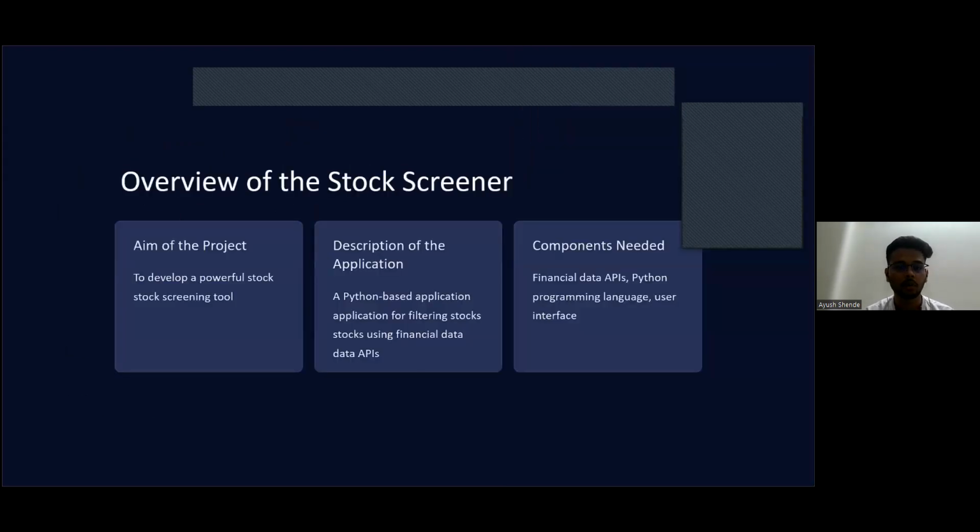So the overview of this project is, firstly, the aim is to develop a powerful stock screening tool. The description of the application is that it will be a Python-based application for filtering stocks using financial data. And the components that we'll be needing are, firstly, some APIs, that is financial data APIs or stock APIs. Then we will be using the Python programming language for processing the APIs and the data associated with it, as well as for the user interface part.